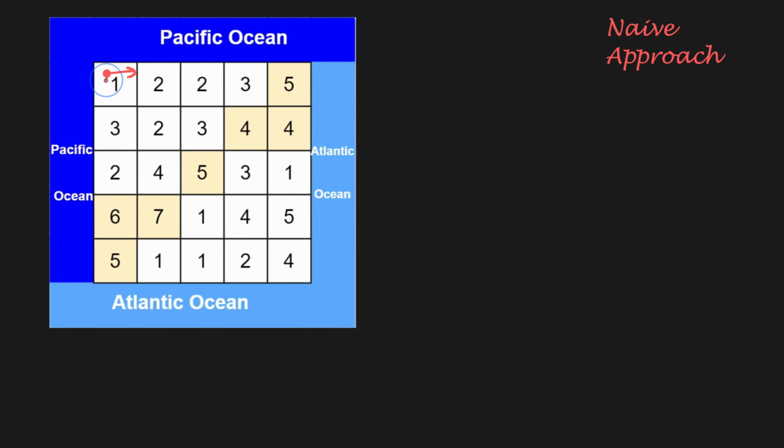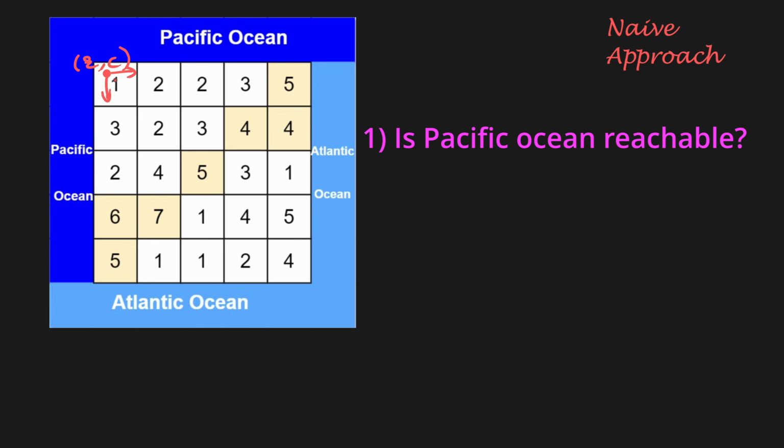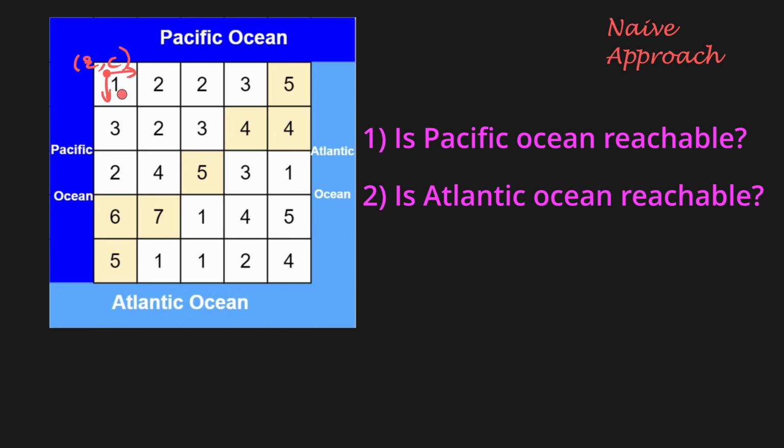Now, in terms of solution, the naive approach is exactly what we did during the example walkthrough. For each cell (r, c) on our island, we would answer 2 questions. 1. Can water starting from this cell reach the Pacific Ocean? And if the answer to it is yes, we ask, can water starting from this cell reach the Atlantic Ocean as well? If the answer to this is also yes, then we add this cell to our result list.